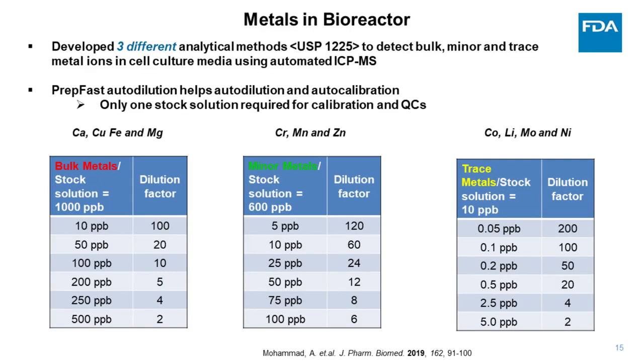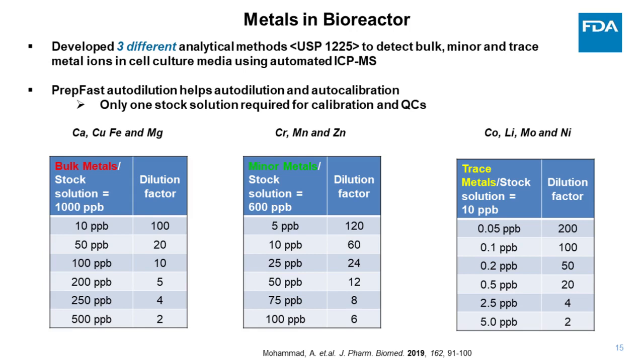With this in hand, we started to develop our methodology to detect the metals in bioreactor. We developed three different methods, depending on the range of the metal, and named them bulk, minor, and trace metals. The bulk ranged from 10 to 500 ppb and consisted of calcium, copper, iron, and magnesium. The minor metals were chromium, manganese, and zinc, ranging from 5 to 100 ppb. The trace metals were cobalt, lithium, molybdenum, and nickel, and they ranged from 0.05 to 5 ppb.